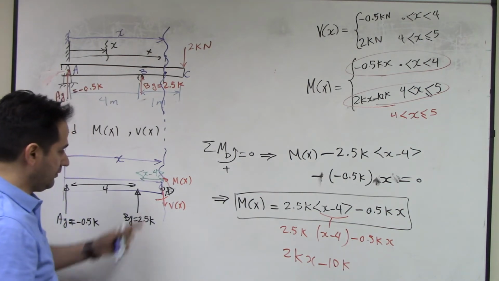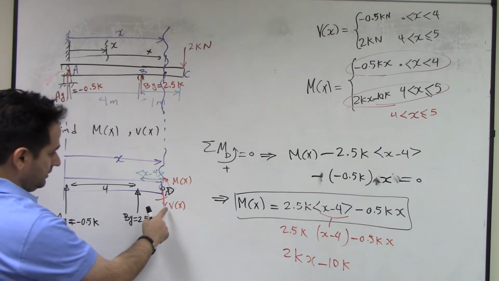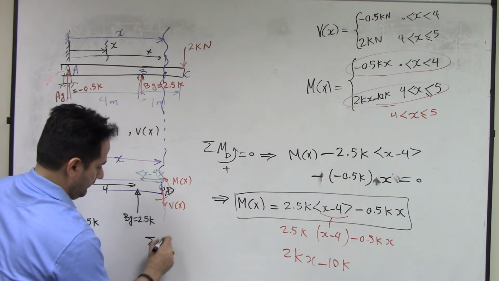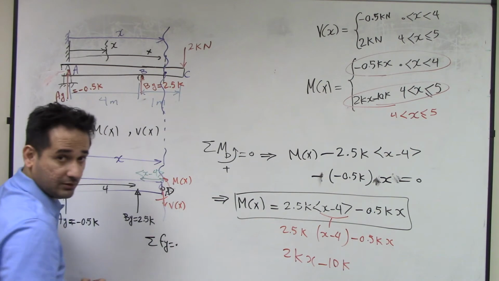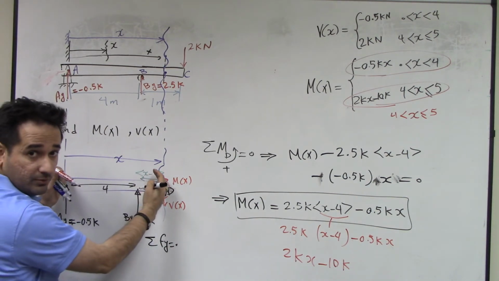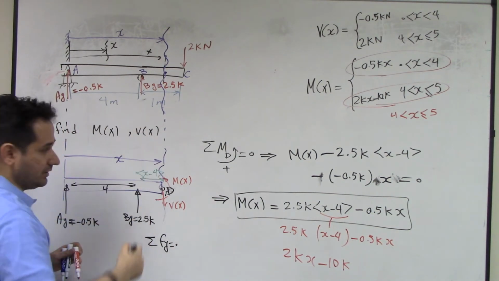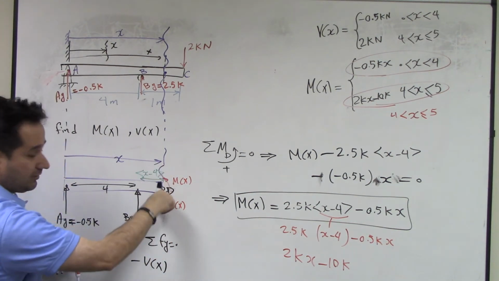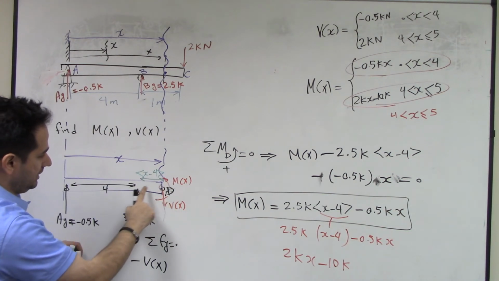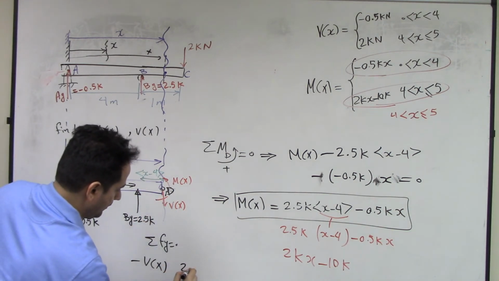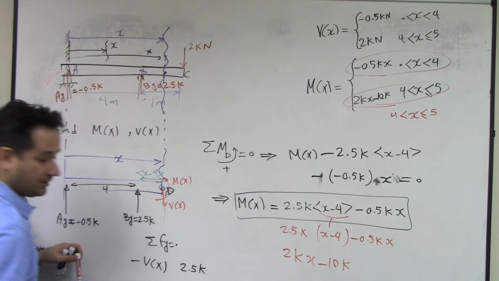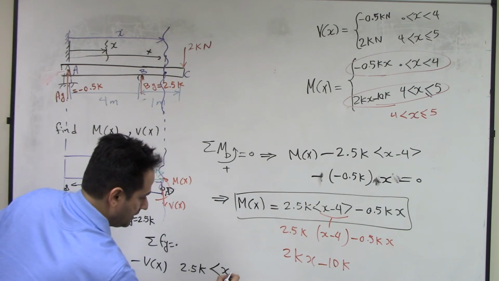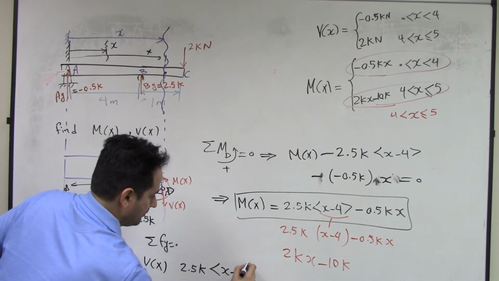So, also for shear, the shear force, if you consider summation of forces in y is equal to 0, for this system is in equilibrium, right? What are the forces in y direction? We have a negative Vx going down. This is a moment. And then you have a 2.5 k going up. But you put a switch here, x minus 4 to power 0.